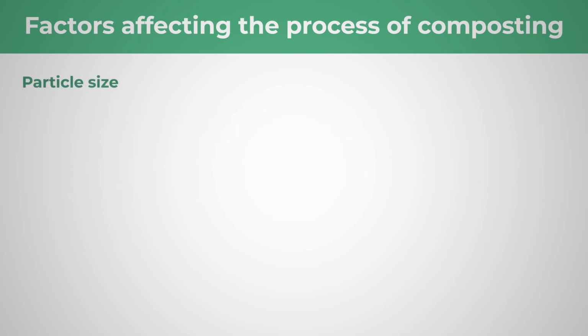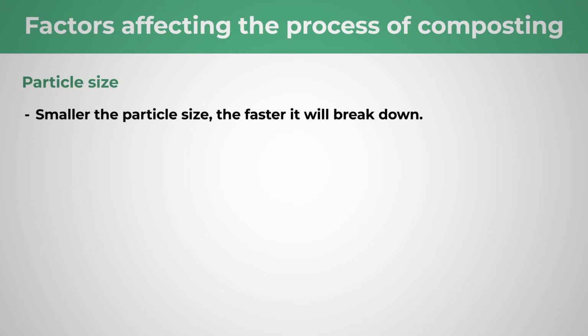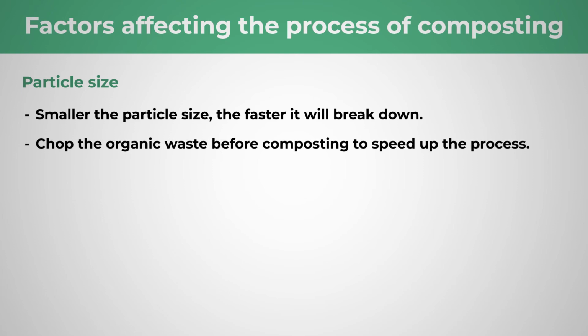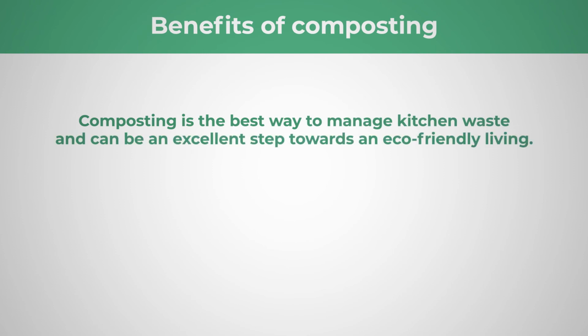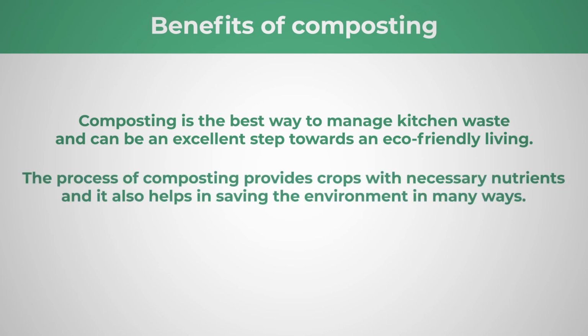Particle size. When it comes to composting, the smaller the particle, the faster it will break down. So chopping large-sized organic matter into smaller sizes before composting can speed up the process. Composting is the best way to manage kitchen waste and can be an excellent step towards eco-friendly living. The process of composting provides crops with necessary nutrients, and it also helps save the environment in many ways.